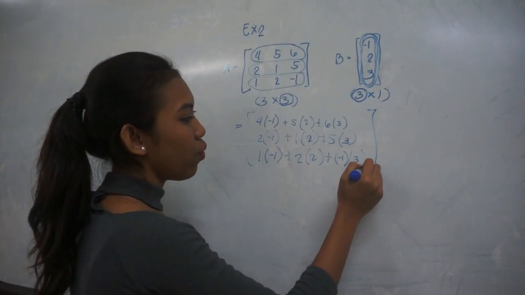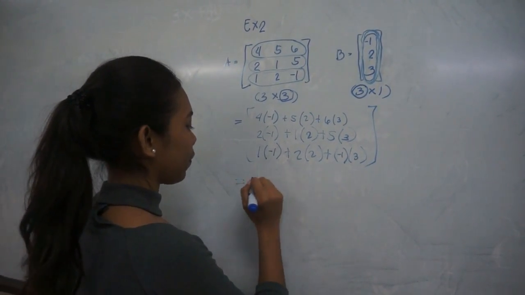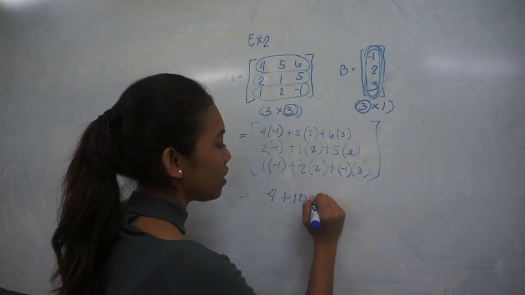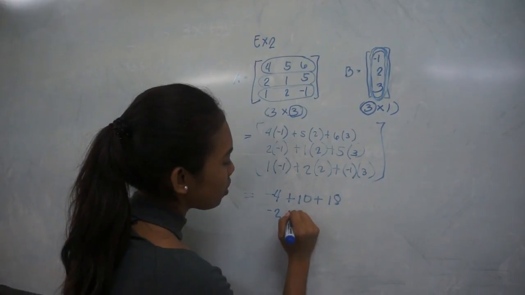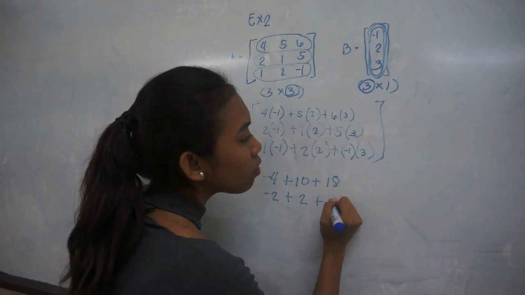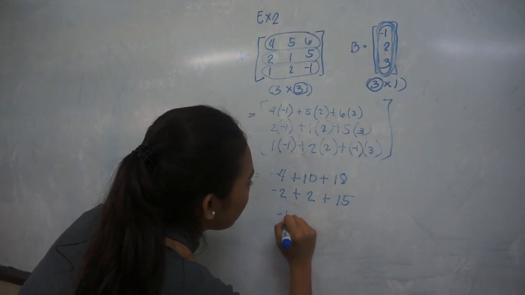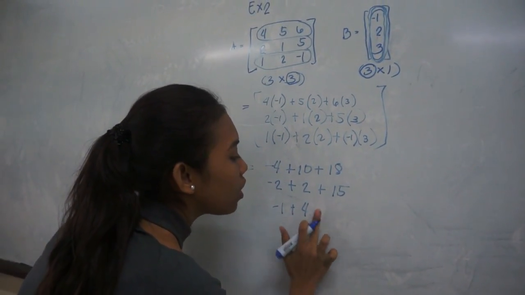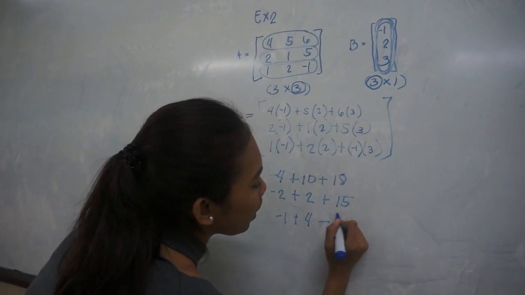Now, we are going to multiply these numbers. Negative 4 plus 10 plus 18. Negative 2 plus 2 plus 15. And lastly, negative 1 plus 4 minus 3.